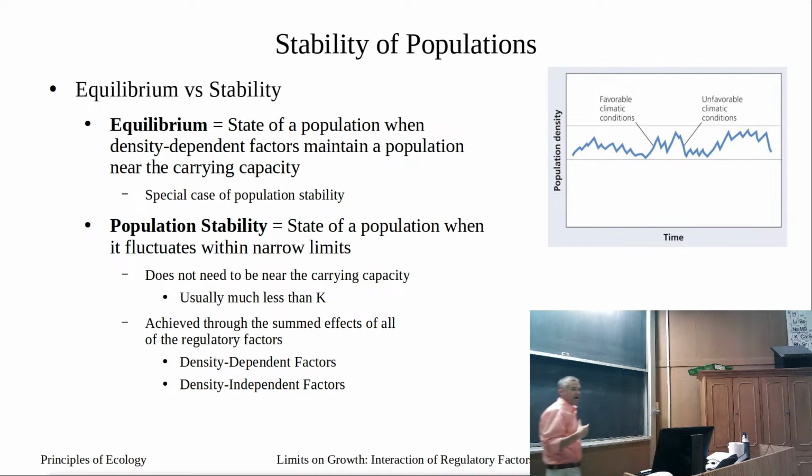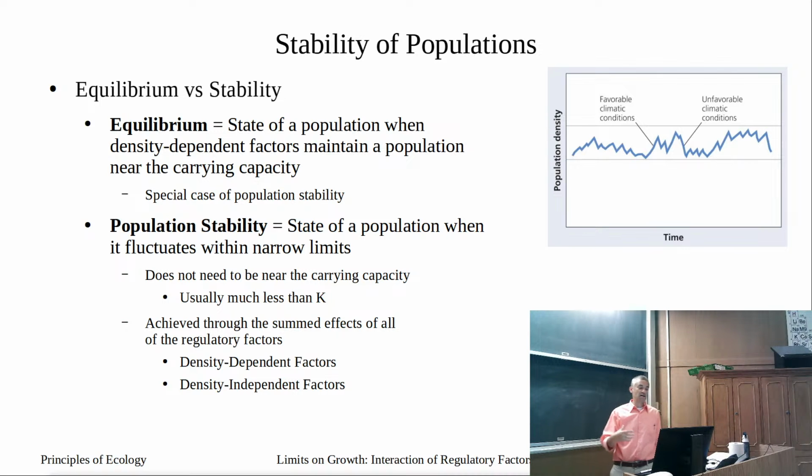So in our graph, we've set our equilibrium. We have fluctuations. We're going to be bouncing around it. That's our uncertainty, the randomness, stochasticity of weather, and so forth. But since we're fluctuating right around that carrying capacity, that's our equilibrium. We can say that our population is in equilibrium. Now, this equilibrium is a special case of population stability. So the broader term is stability.